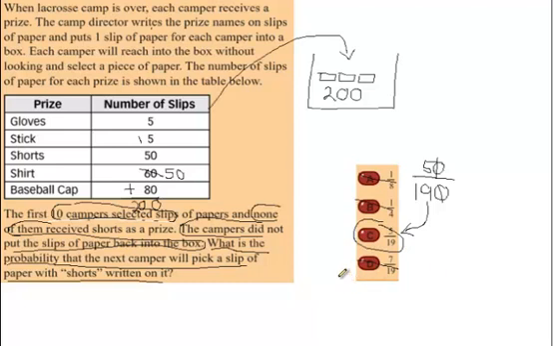Certainly a very tricky problem, but if you take your time and make sure you visualize what's happening and really think about what's going on with the 10 campers who did not pick shorts, you'll realize there are 190 slips left and still 50 shorts available.